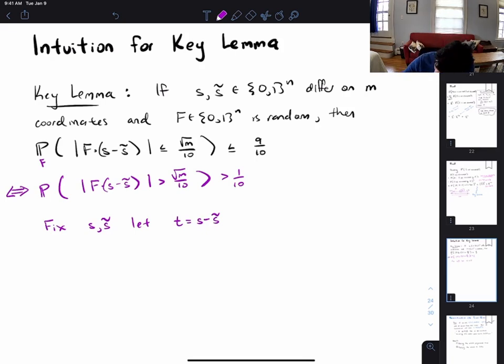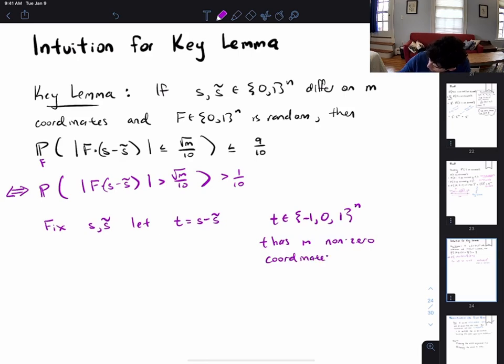All right, so then notice that t can have three types of entries. Every entry can be -1, 0, or 1. And t has m non-zero coordinates. So t is some vector whose entries are +1, -1, and most of the coordinates are 0. There are only m non-zero coordinates. Okay, so now t is fixed and f is random. So at this point, f dot t is equal to the sum over j equals 1 to n of fj times tj. And this is equal to the sum over all the non-zero tj of fj times tj.